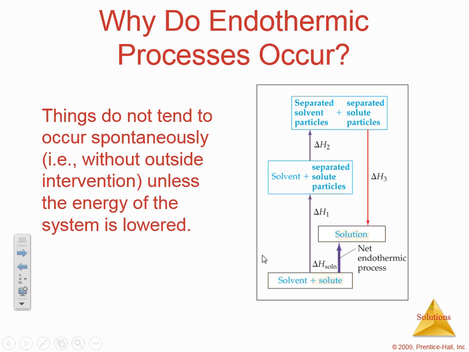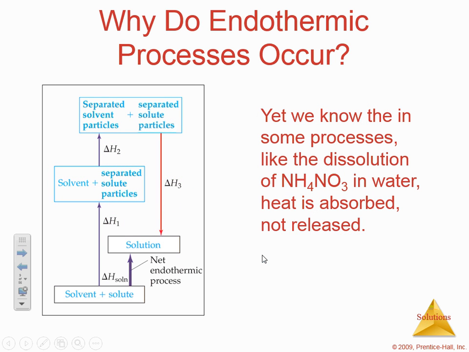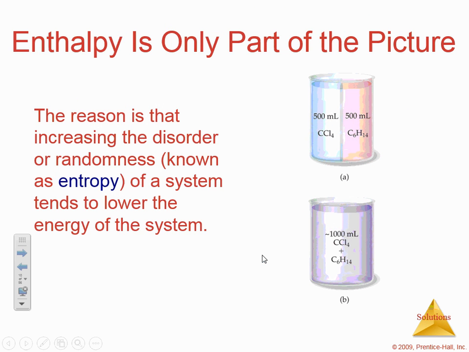So why do endothermic processes occur? Well, here's the key, or here's kind of the word that we're going to talk about now, and we're going to talk about it a little bit more when we talk about thermodynamics, and that word is entropy. So entropy, we're going to get there in a second. So we know in some processes heat is absorbed, not released. Well, how does that work? Well, here it comes. We talk about entropy. Entropy is the randomness or disorder in a system.